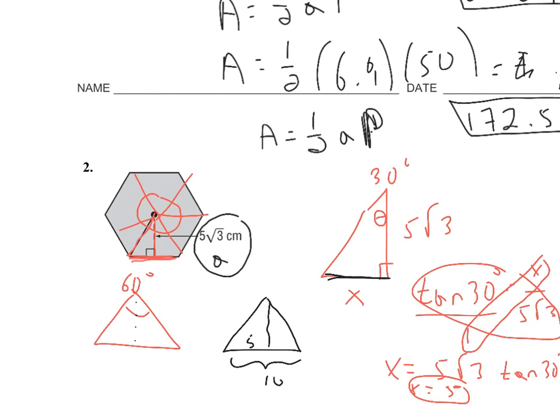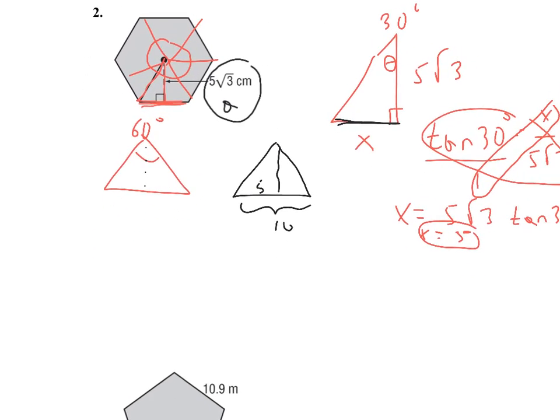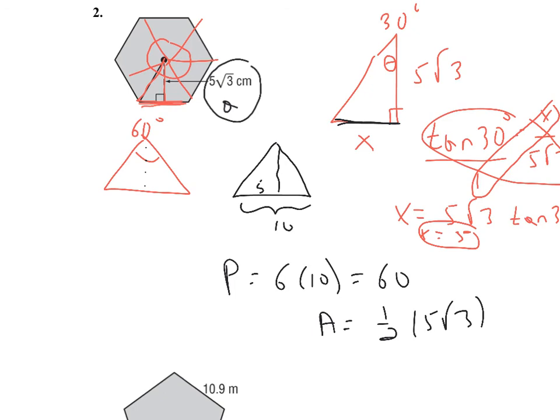Okay, so now what I can do is find the perimeter. So the perimeter would be 6 times 10, which is 60. So the area would be 1/2 times A, which is 5 radical 3, times 60. Okay, and if you do your calculations, let me do it again.